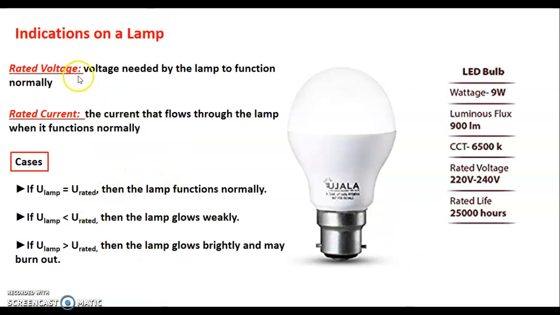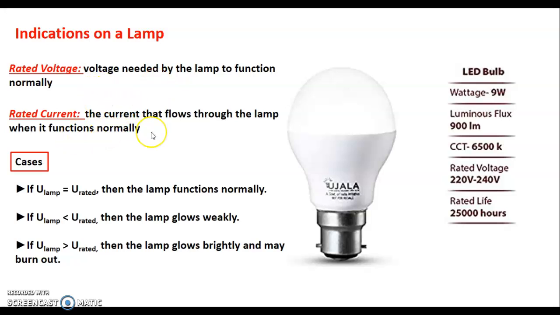Now for the lamp we have rated voltage and rated current. Now we need to study how or when would a lamp burn out. So we have the so-called rated voltage written on the lamp. Like here the rated voltage is 220 volts to 240 volts. So this is the voltage needed by the lamp to function normally.